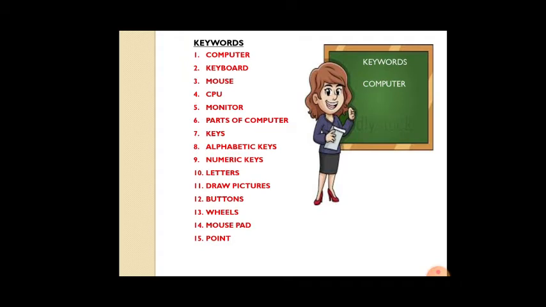Now, let me come to some of the keywords. These words are very important. Please learn these words, children. First word is computer, C-O-M-P-U-T-E-R. Second word is keyboard, K-E-Y-B-O-A-R-D. Third is mouse, M-O-U-S-E. Then fourth is CPU, C-P-U. Next, fifth is monitor, M-O-N-I-T-O-R. Next, sixth is parts of computer. Next is keys, K-E-Y-S.